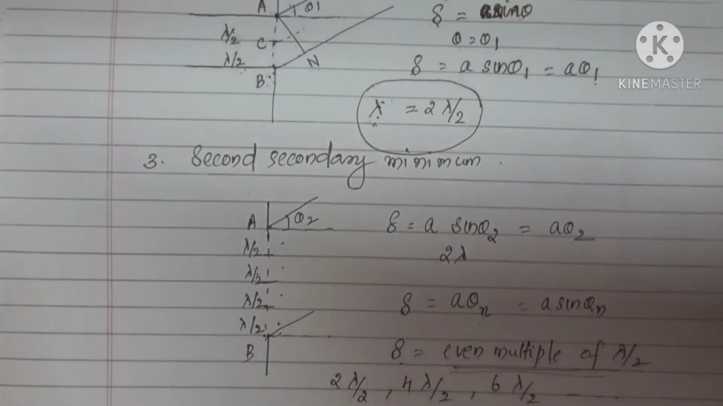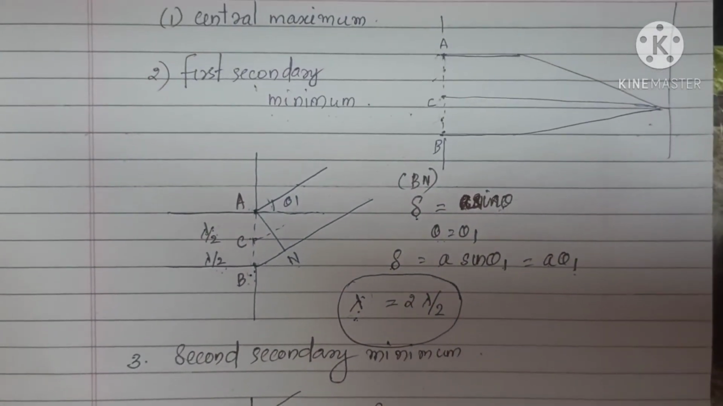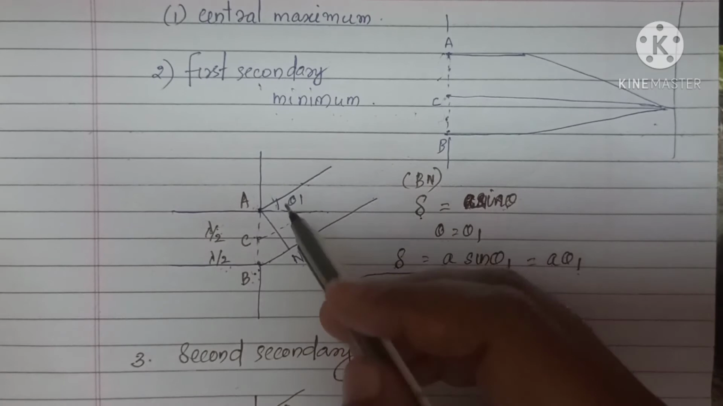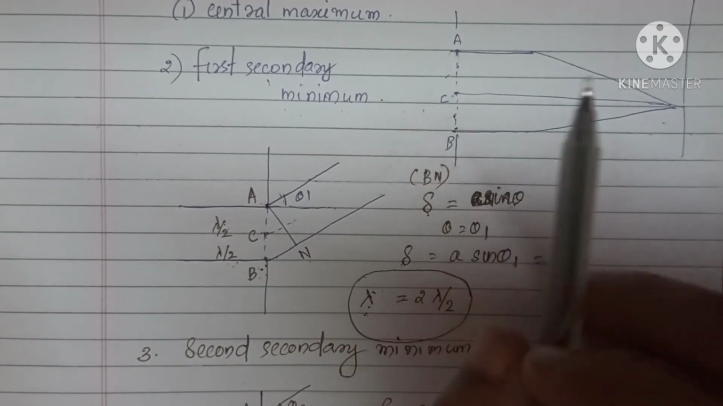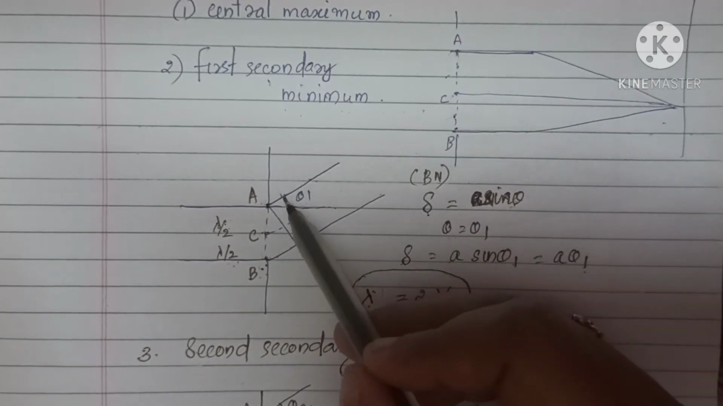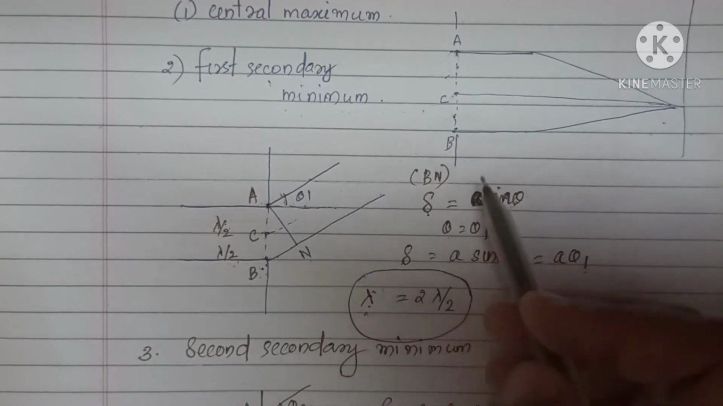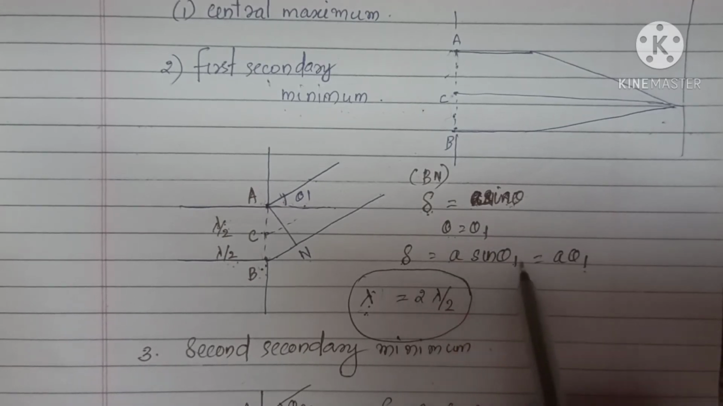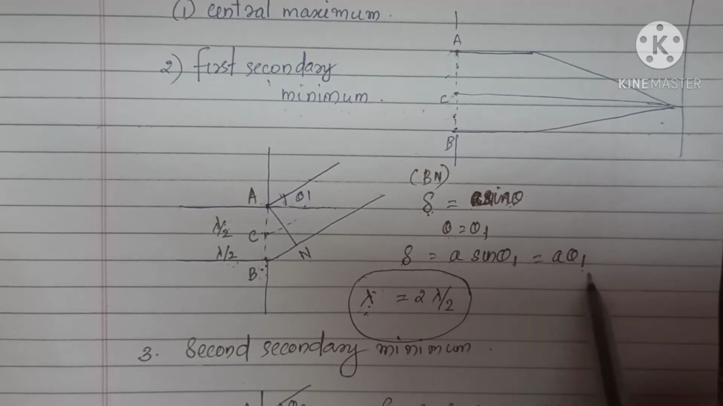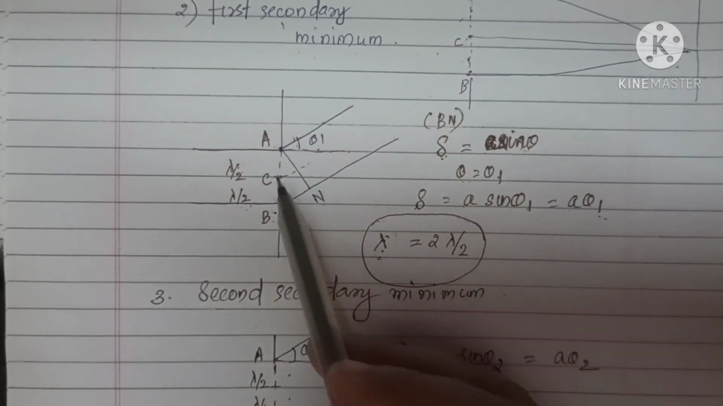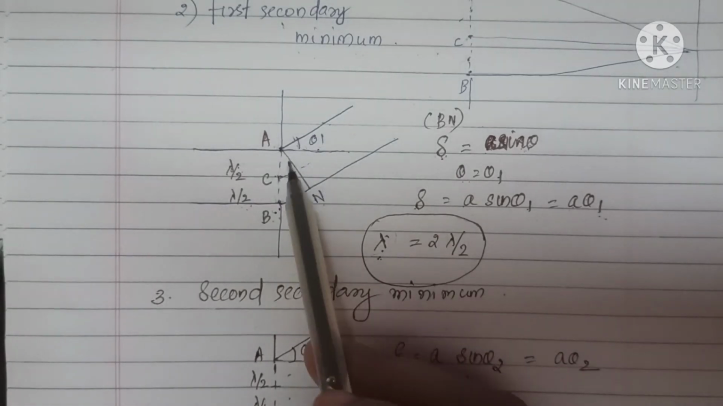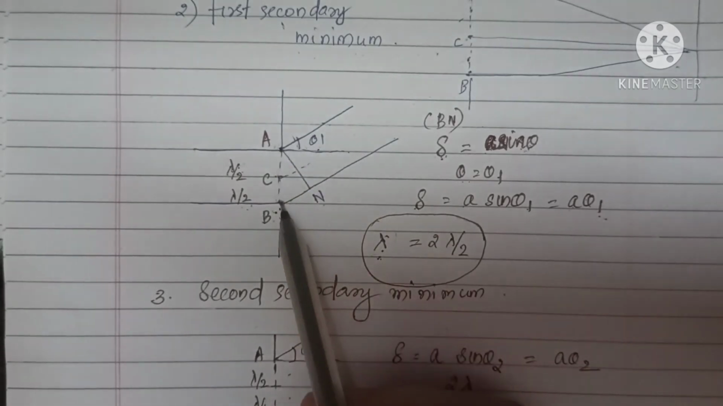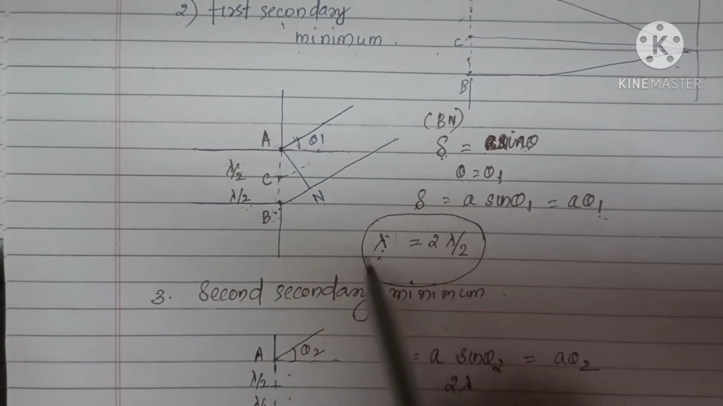Clear? So we were discussing the conditions for the secondary minimum. For the first secondary minimum, you assumed that there is a point P1 on the screen and it is diffracted at an angle theta 1. The general expression we have for delta is a sine theta, and theta will become theta 1. So delta equals a sine theta 1, or a theta 1. And here we are assuming that the path difference between the wavelets originating from A and B and arriving at the point P1 will be lambda.